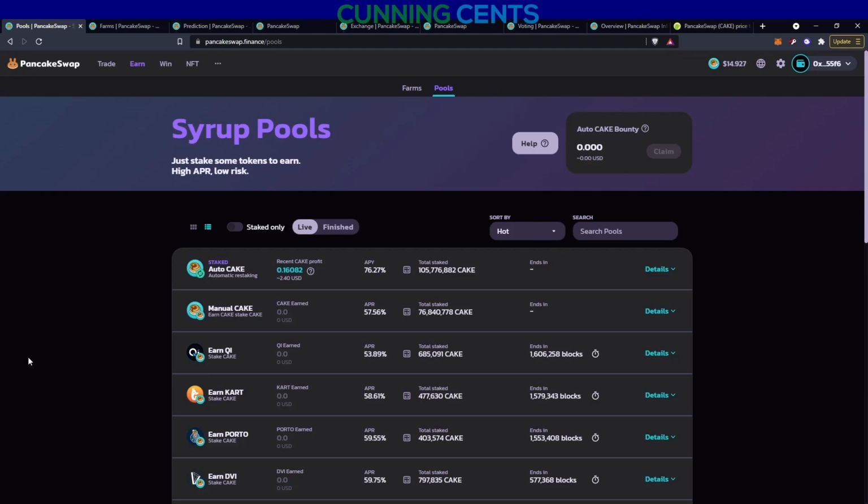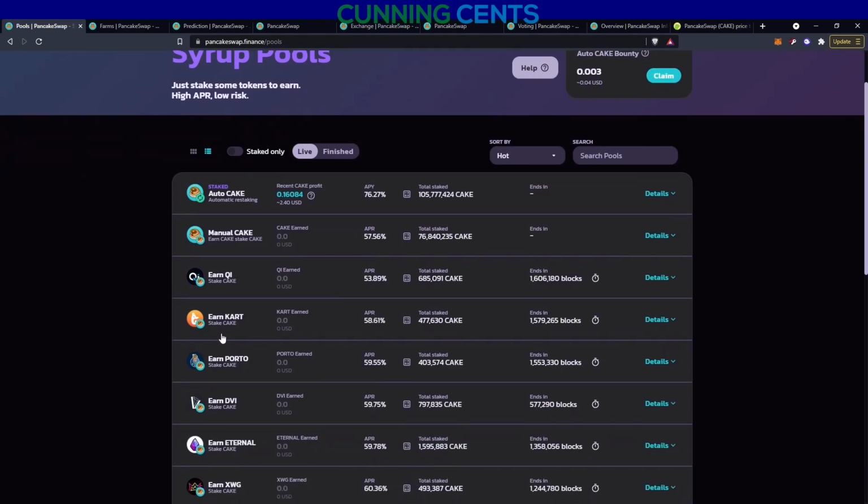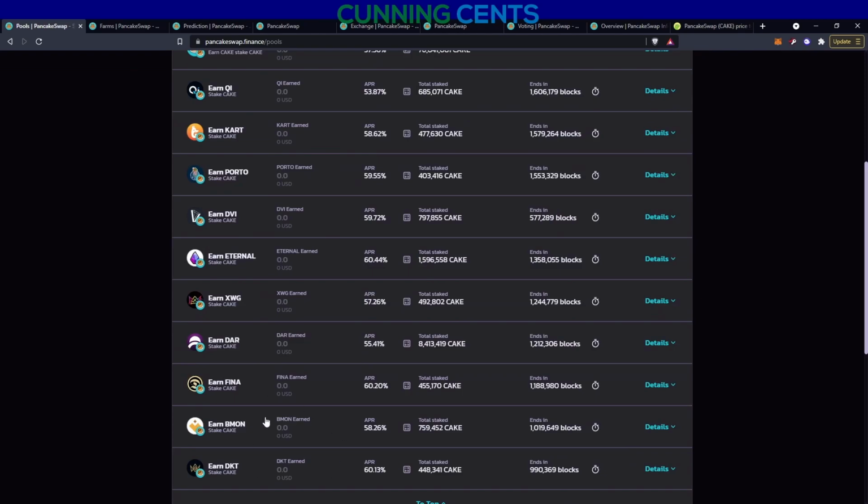The first thing I want to talk about is pools. So their syrup pools are where you're staking your cake that you earn through generally the liquidity pairs, which I'll talk about next. But you stake the cake you earn in here, and in the syrup pools you earn whatever pool the token's for. You're kind of staking your cake and you earn interest in these projects.